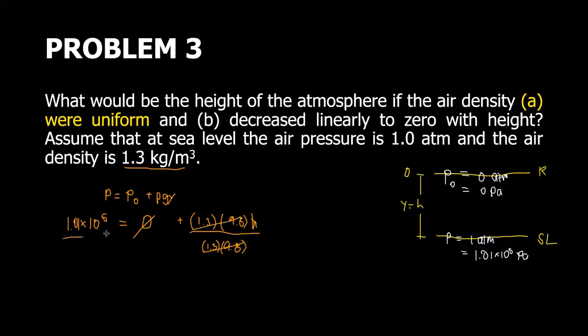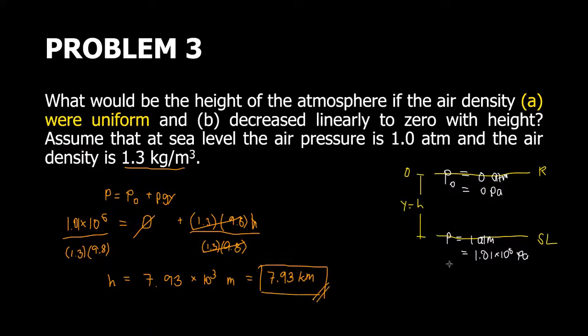Cancel too, which means the left-hand side of this equation will be divided by that value. And thus, your height H is equal to 1.01 times 10 raised to 5 divided by 1.3 times 9.8. So that is 7.93 times 10 cubed meters, which is also equal to 7.93 kilometers. Yes, that's the answer for letter A.